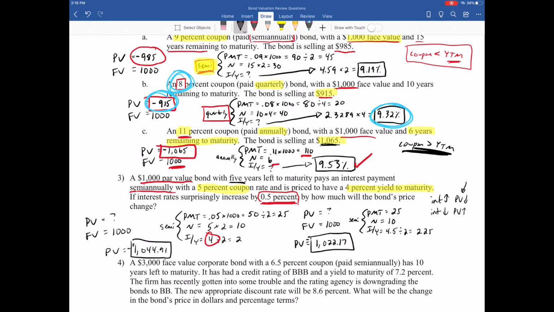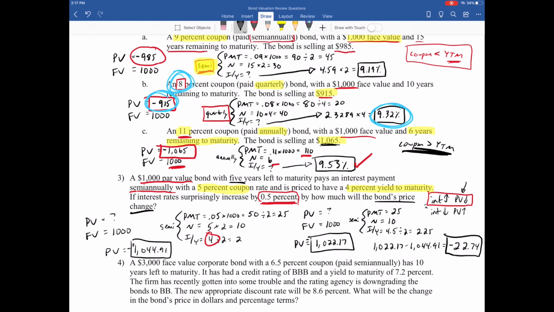But just like we thought, when interest rates out in the market went up, the price of my bond did indeed go down. And so what they're asking for is how much will the bond's price change. They're looking for a dollar amount here. So the price change would be the ending value minus the beginning value, for a decrease of $22.74.